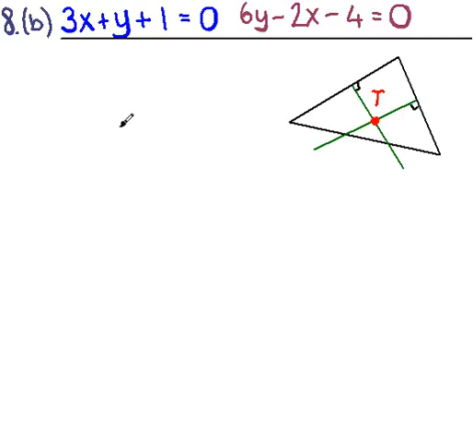Before we start, we would probably want to rearrange each equation into the familiar way that we have dealt with simultaneous equations before. So the first one is 3x plus y plus 1 equals 0. So I'm going to move this plus 1 onto the right hand side. That will give us 3x plus y equals minus 1.